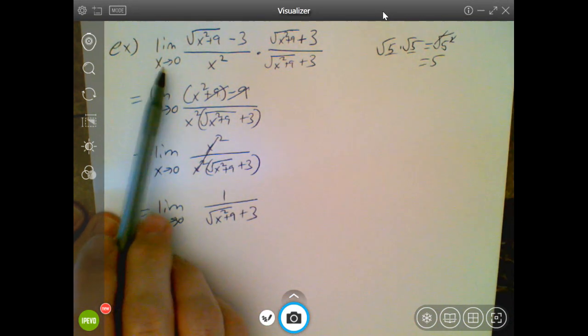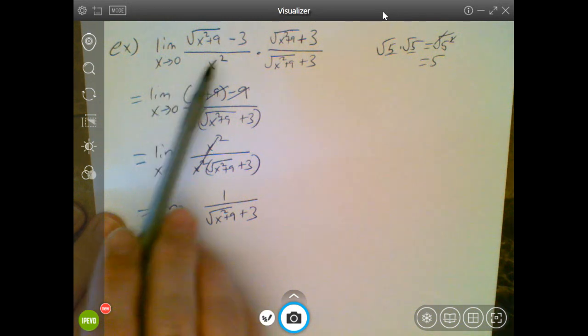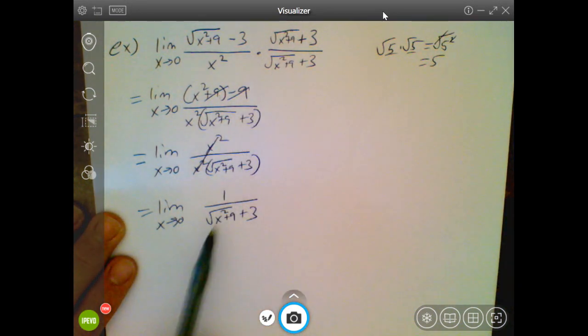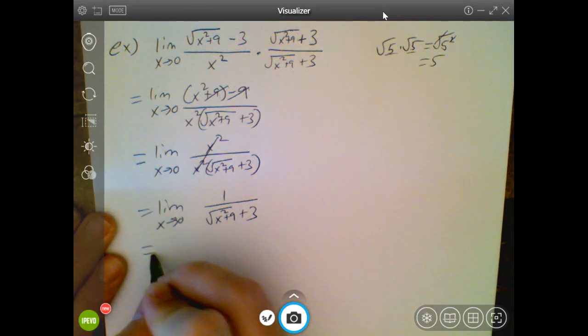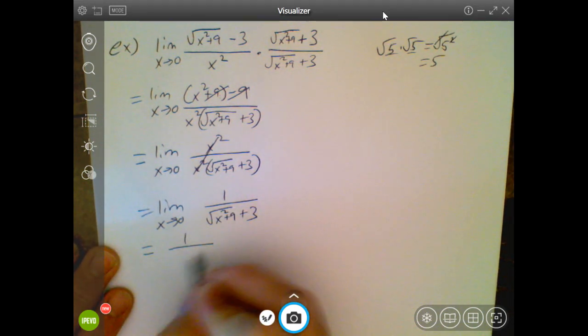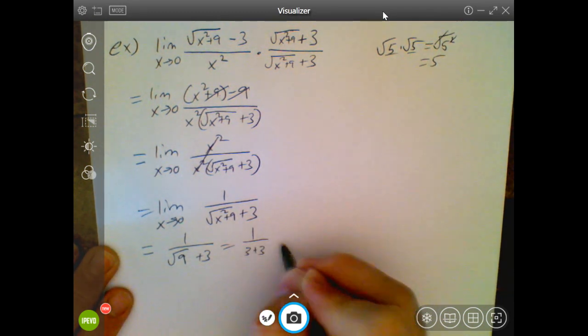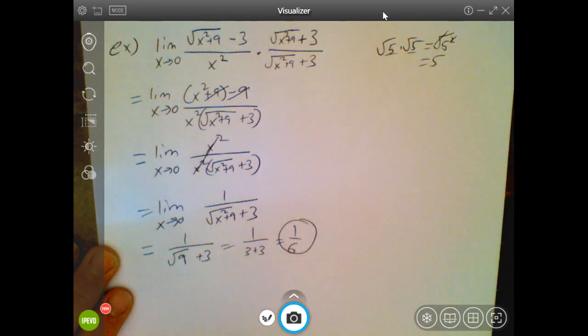And while we couldn't substitute in the 0 to find our limit in the first, original example, once we manipulated it and simplified it, now we can. Putting in your 0 to find that limit is going to give us 1 over the square root of 9 plus 3. That's 1 over 3 plus 3, which is 1/6.